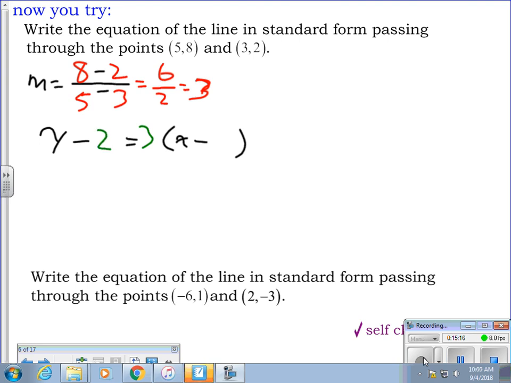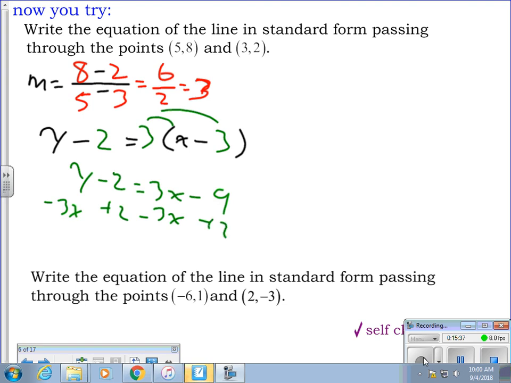So I put 2 and 3, distribute the 3: y minus 2 equals 3x minus 9. And here's what's really nice, I don't have any fractions, so I don't have to worry about getting rid of those on this one. So I subtract 3x from both sides, and I add 2 to both sides, and I get negative 3x plus y equals negative 7.